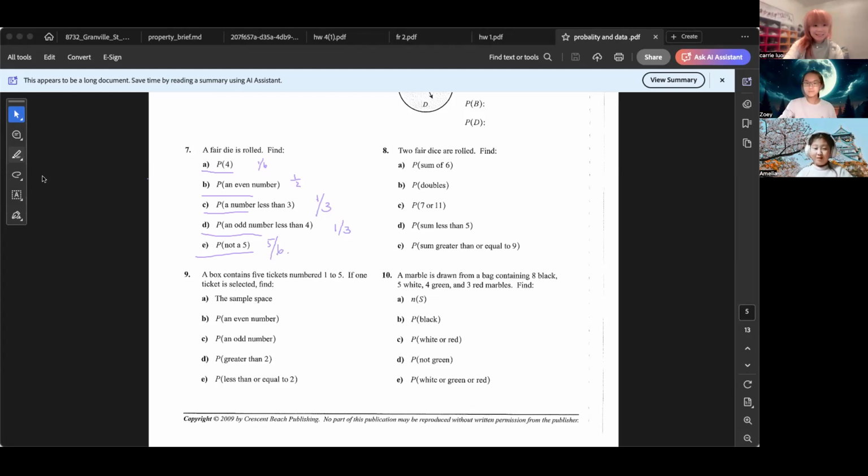Okay, so let's take a look at number 8. The same thing, but this time 2 fair dice are rolled, okay? Can we still put them in fractions? Yes.